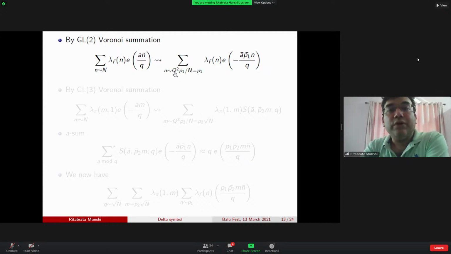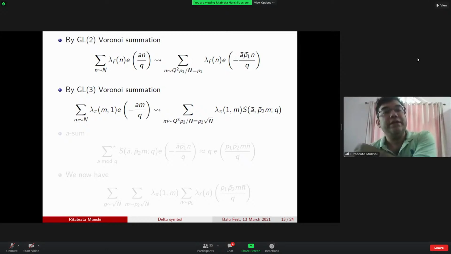If you recall the size, as Q was taken to be square root of N, the dual length is P1. I'm ignoring the factors. I'm not writing that this is equal to this, so there will be some factors appearing over here. There will be a Hankel transform over here and all that. I'm going to ignore it because I'm ignoring the oscillation in the weight function, and so the Hankel transform is just a kind of flat function over there.